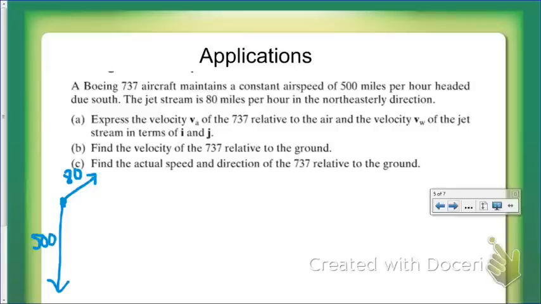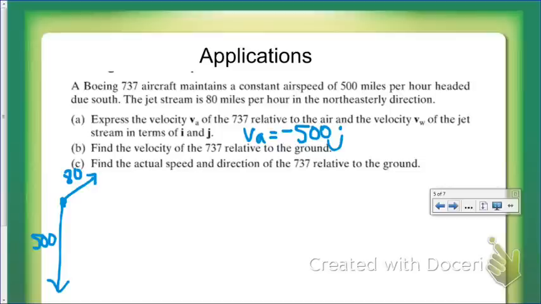So what I'm going to do to start is find what these two vectors are in terms of i and j. So I'm going to start with the velocity of the 737. So ignoring the jet stream, we're just going to find the velocity of the 737. And if you look, there is no horizontal component to that vector. There's only a vertical component. And if we say that north is going up and north is positive, that means since it's going 500 miles per hour south, then the velocity of A for airplane would be negative 500 j. So there would be no i because there is no horizontal component.